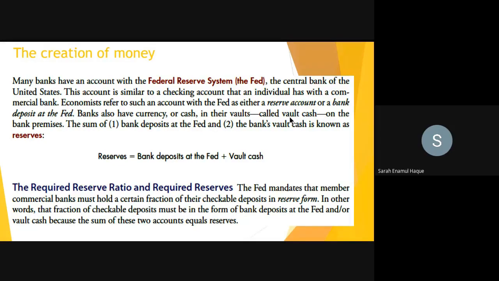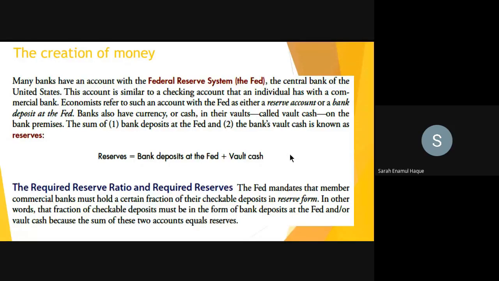So there is some money in its vault, which is called vault cash. The sum of bank deposits at the Bangladesh Bank or the central bank, whichever you want to say, and the bank's vault cash is known as reserves. So this is very important. Reserves is all the money that is kept in the account with the central bank plus the money that the bank stores in its vault.